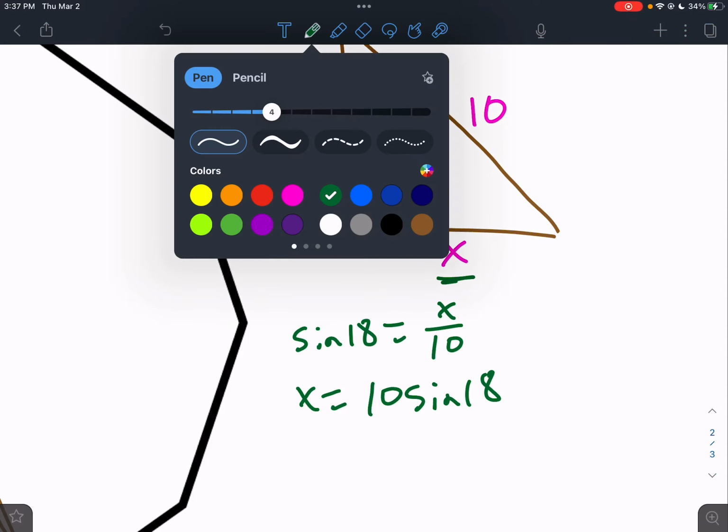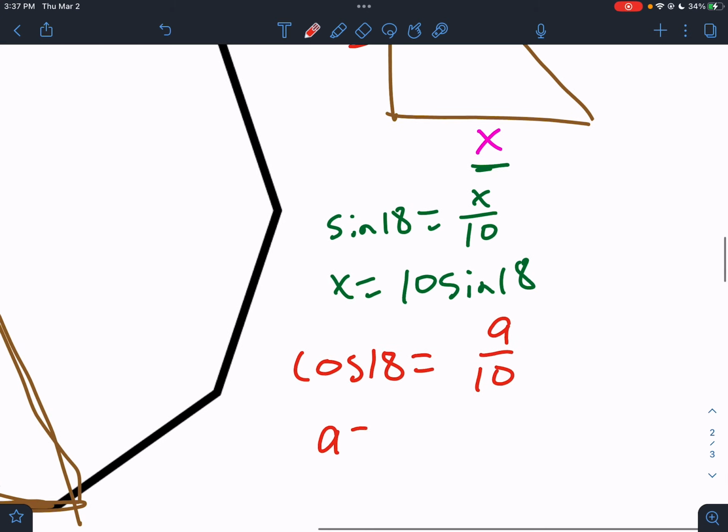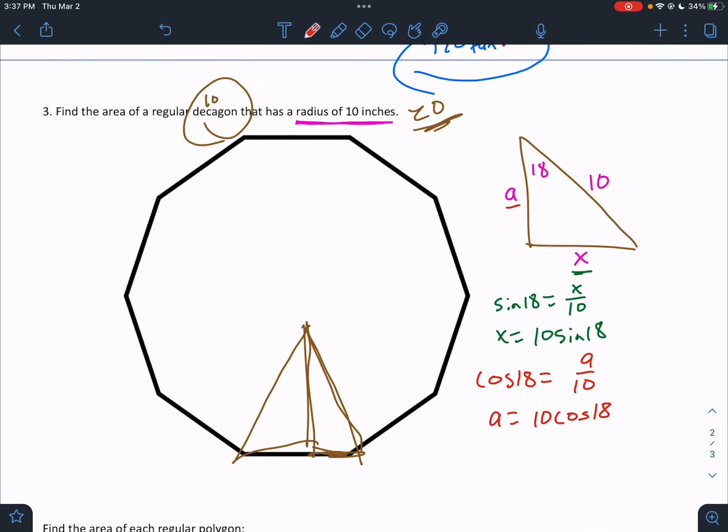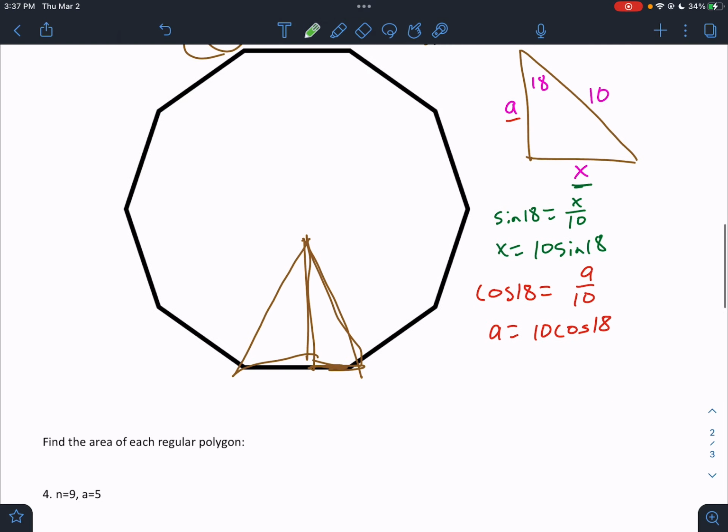We're going to solve for the apothem. The apothem would be cosine 18 equals the apothem over 10. So the apothem equals 10 cosine 18. Now we can do the area formula. So that would be 1/2, the base would be 10 sine 18, times the height, 10 cosine 18.